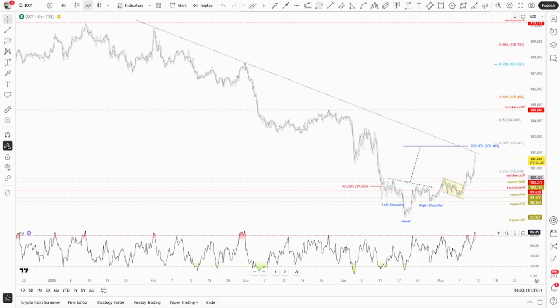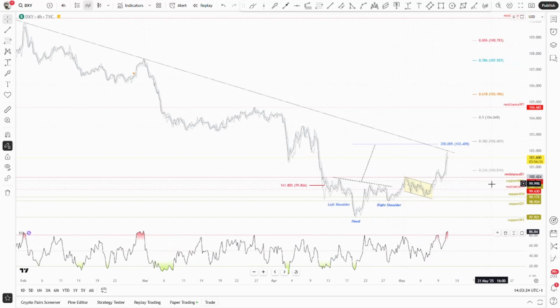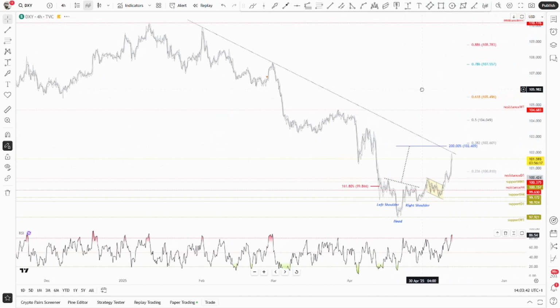Last week we called your attention to the inverted head and shoulders pattern formation for the DXY, the potential violation of the resistance level printed at $100.37, and we saw a decent move towards the 200% Fibonacci level, not reached yet, projected at 102.40 and converging with the 38% Fibonacci retracement level.